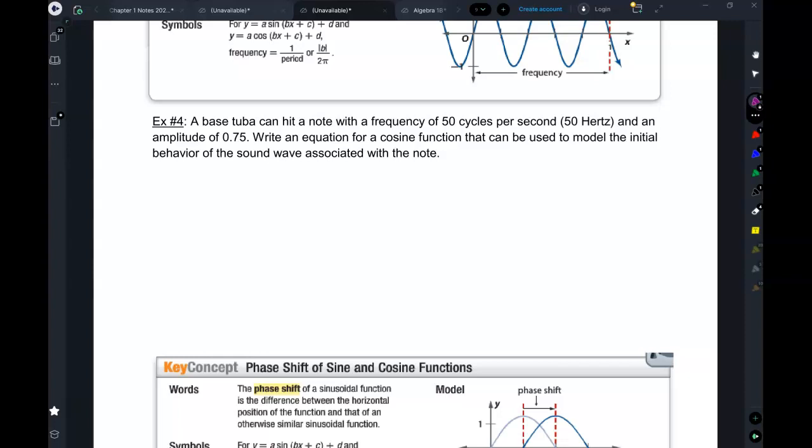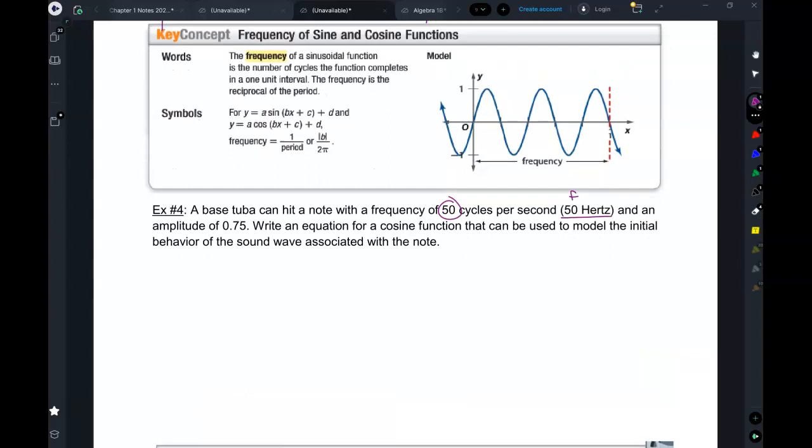A bass tuba, you guys know what a bass tuba is? It's very low. It can hit a note with a frequency of 50 cycles per second, or 50 hertz. So this is just the frequency. Oh, I forgot to tell you what frequency is. Frequency is the reciprocal of the period. So if period was 2 pi over b, frequency is the reciprocal, b over 2 pi. All right. So this has a frequency of 50 hertz. It has an amplitude of 0.75.